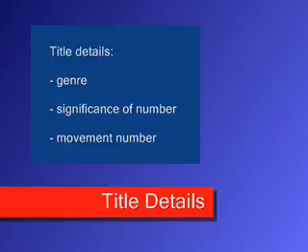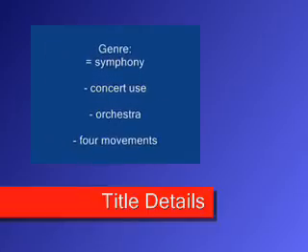Basically, I want you to read the titles of compositions very systematically, because titles of this sort contain a great deal of useful information about the composition. This work is a symphony, so you should know that it is intended for concert use, that is performed by orchestra, and that it has 4 movements.